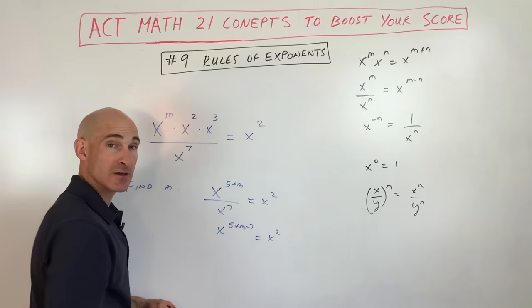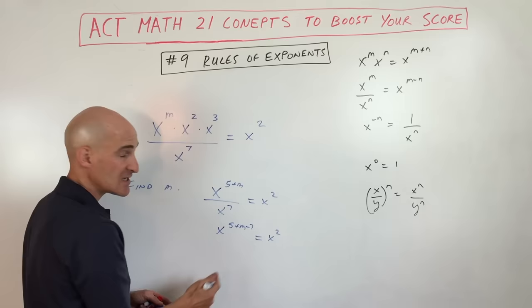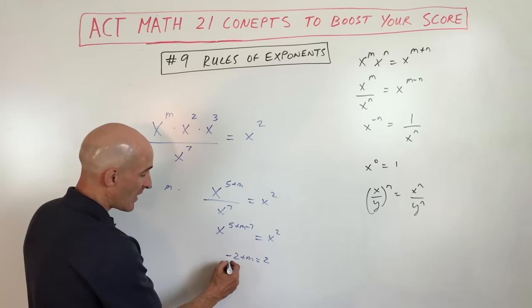Now, you can see that we have the same base, so we can set these exponents equal to each other. 5 minus 7 is negative 2 plus m. That must equal 2. So by adding 2 to both sides of this equation, you can see that m equals 4, and that's our solution for m.